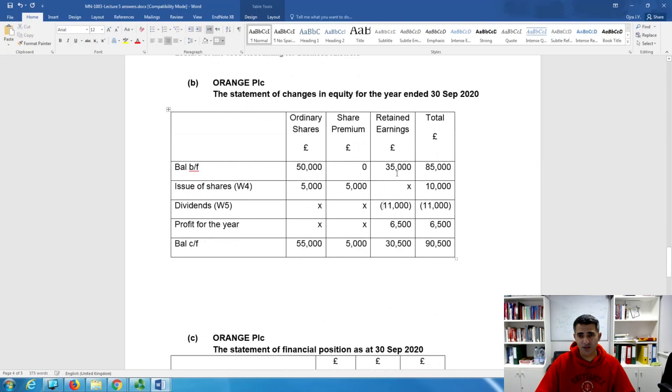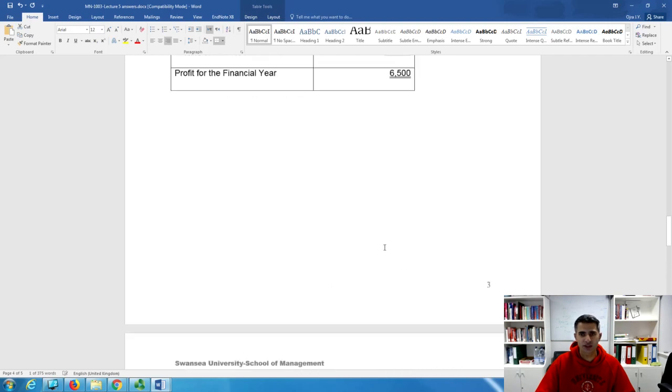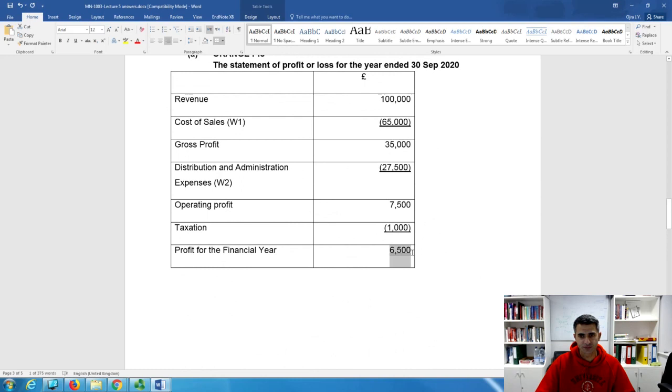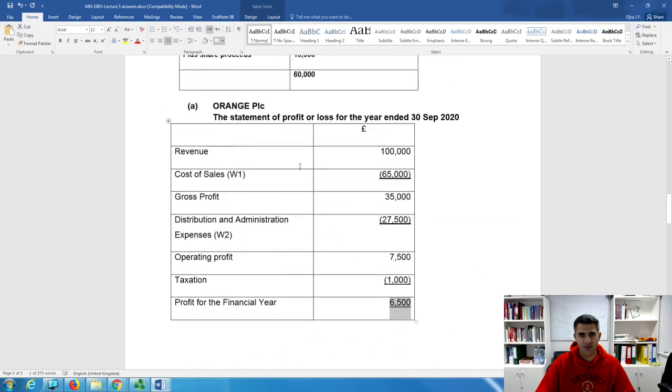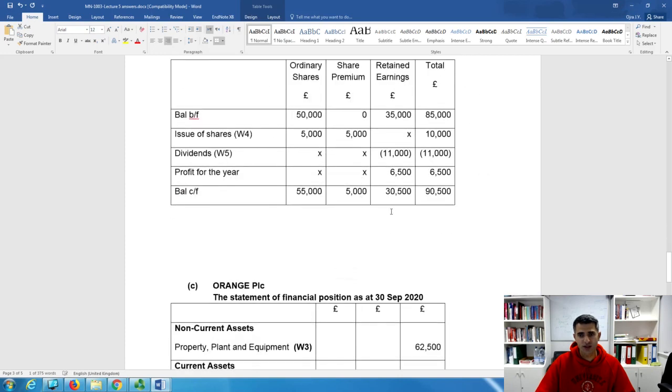We take it away from the retained earnings and we add the profit, 6,500. From where, guys? 6,500 from here, from the statement of profit or loss, the statement we have done. If you add them together, this means you should be able to find 30,500.